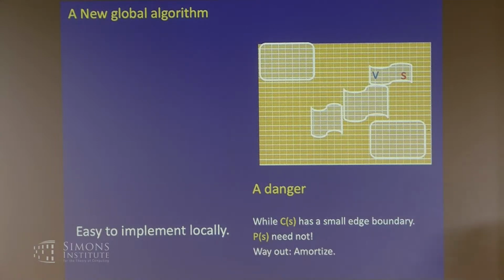And the danger is that the set that I am guaranteed has small edge boundary to the outside world is the set C of S. The low conductance cut around S has a small edge boundary. I do not know any such bound about the set P of S, right?